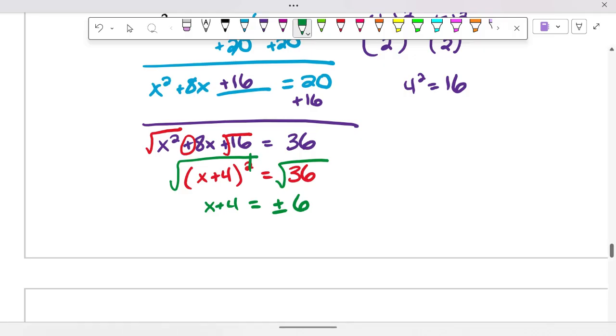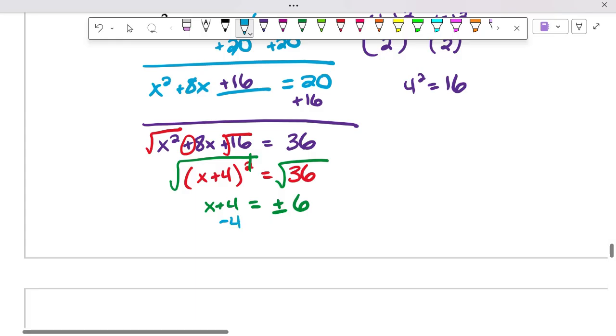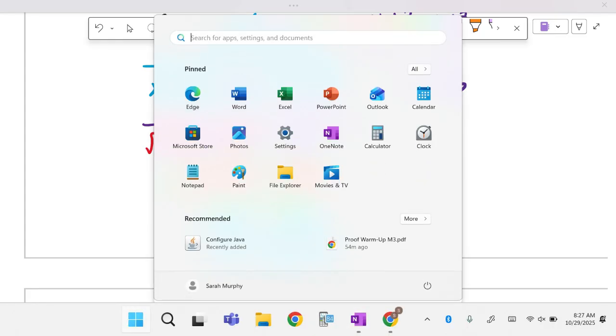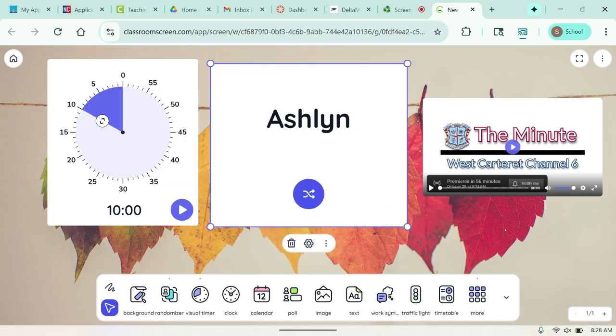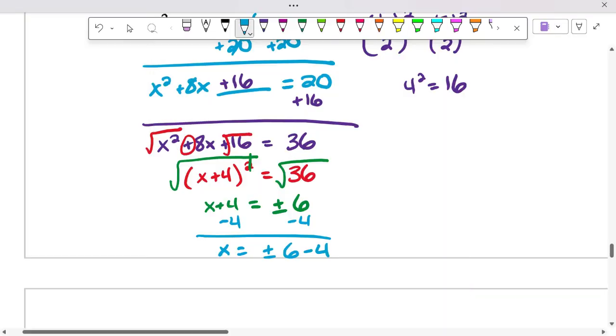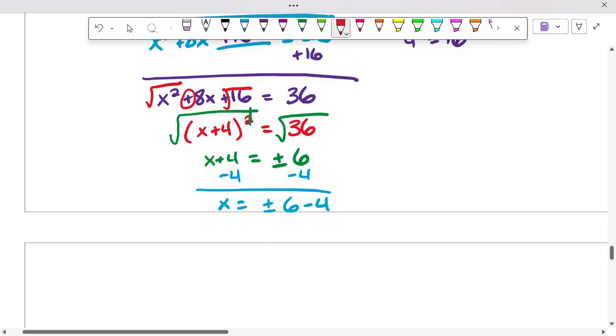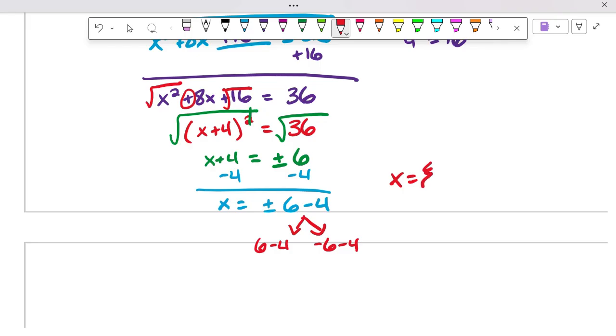All right, Sailor, what's next? Good. So I get x is equal to plus or minus 6 minus 4. Then what's my last step? Ashlyn. Good. Break it apart. Positive 6 minus 4, negative 6 minus 4. So x equals what, Ashlyn? Good. Negative 10 and 2.